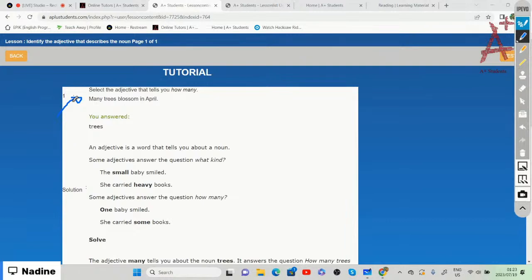We need to choose the word in that sentence that tells us how many, right? So if we were to select the word within that sentence that tells us how many, then we could say many, right? So many tells us about the noun, which is trees. And it is answering the question, how many trees blossom in April. So many trees blossom in April.